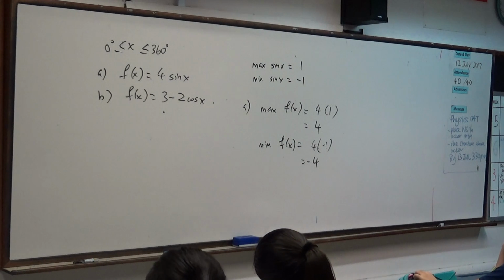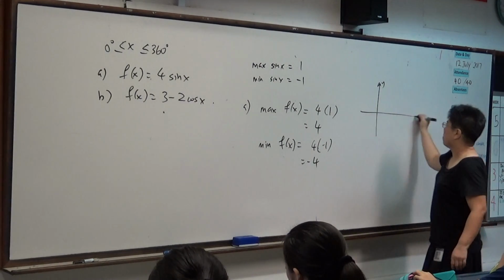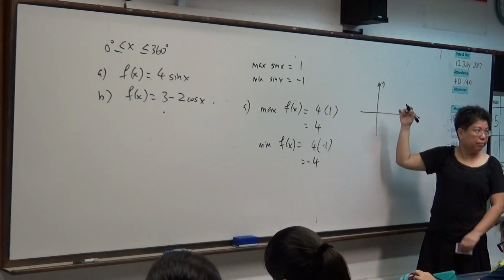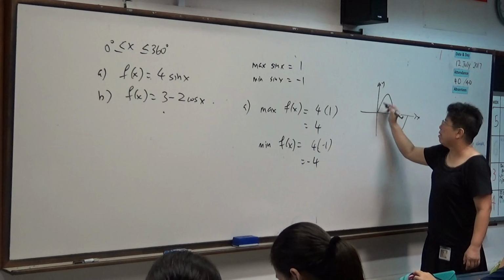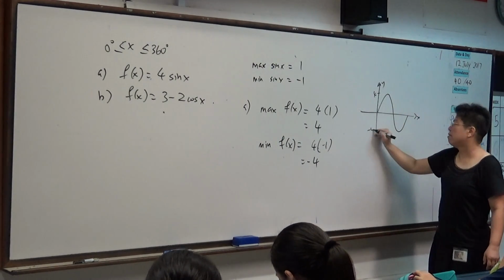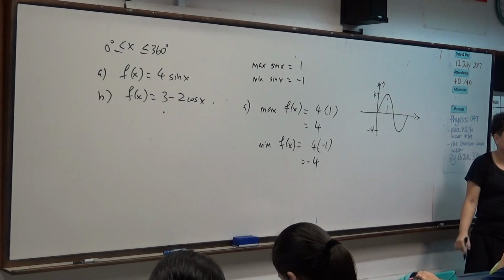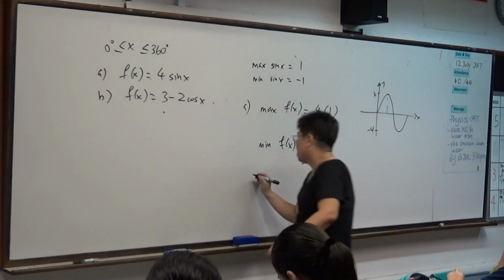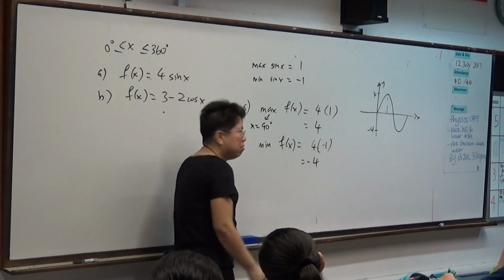Is everyone okay? And they say, at which values did it occur? Now, you look at the graph of 4 sin x. It looks like that, bounded by 4 and negative 4. Where will 4 occur? At 90. The maximum value will be at x equals 90. What about the minimum value?